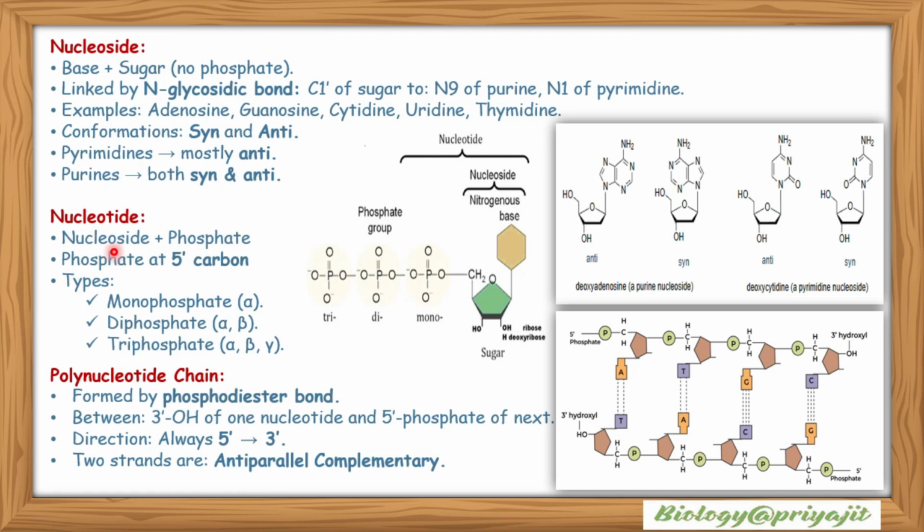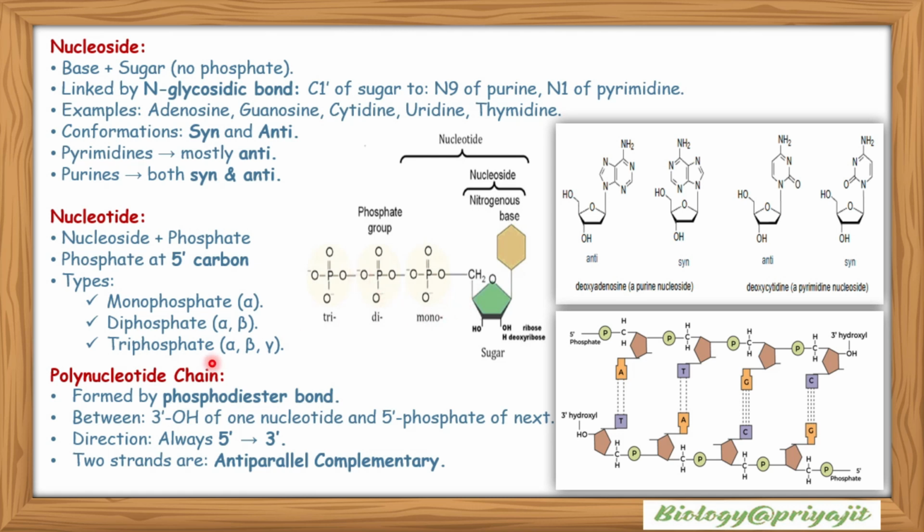So a nucleotide consists of the nucleoside plus phosphate. The nucleoside consists of the nitrogen base and the sugar, and when a phosphate group is attached to the nucleoside, it forms the nucleotide. This is the image. Nucleotides include monophosphates, with the phosphate attached to the 5' carbon. In a monophosphate, this is the alpha phosphate. When there is a diphosphate, there are alpha and beta phosphates, and when there is a triphosphate, alpha, beta, and gamma phosphates.